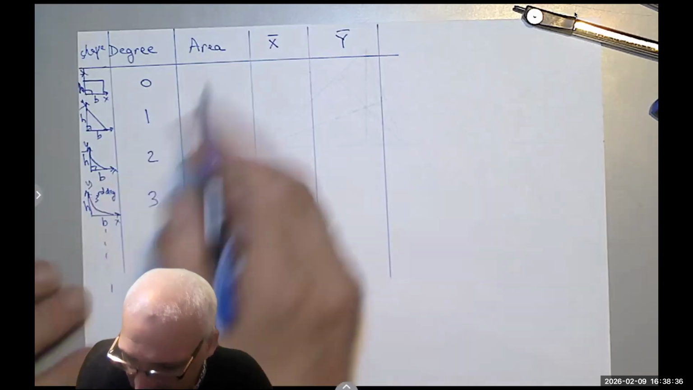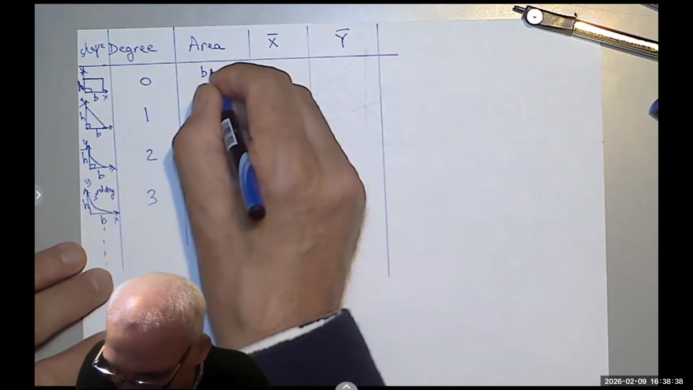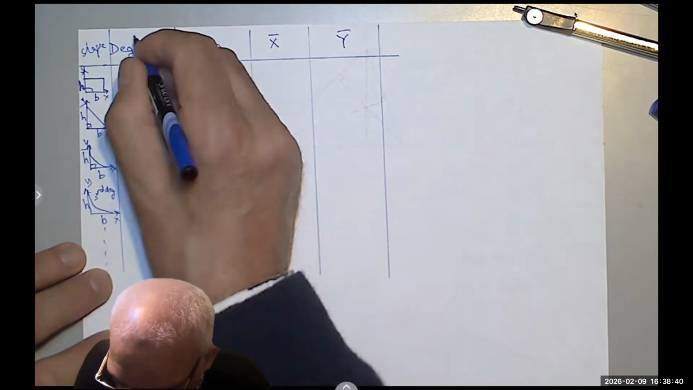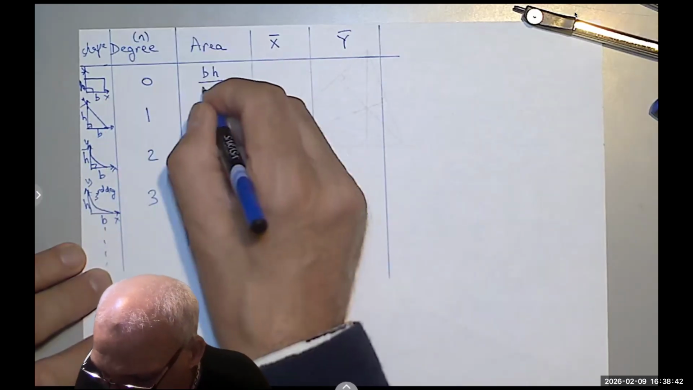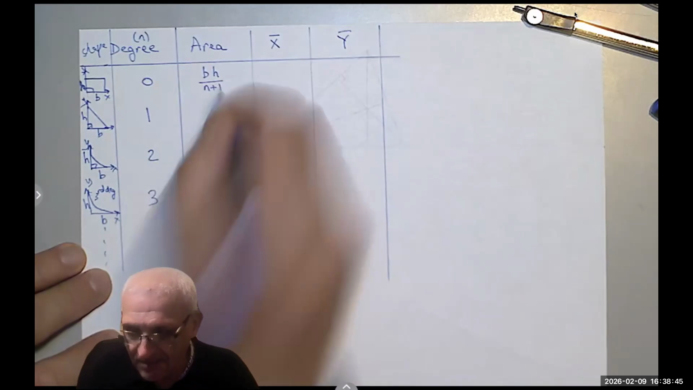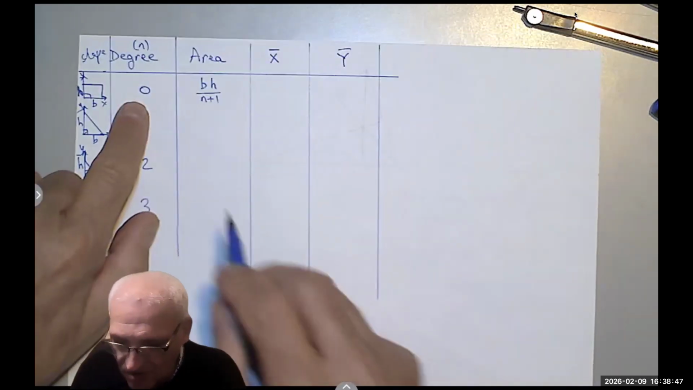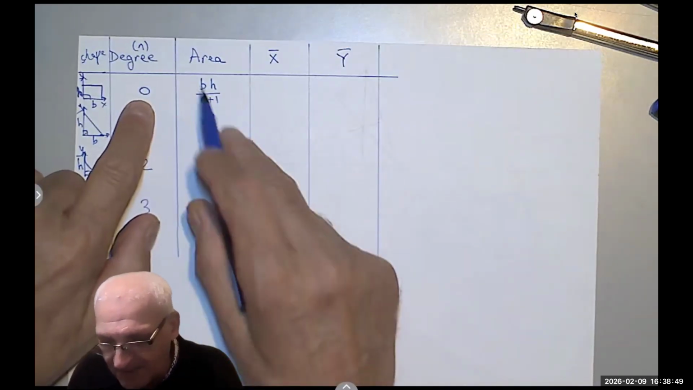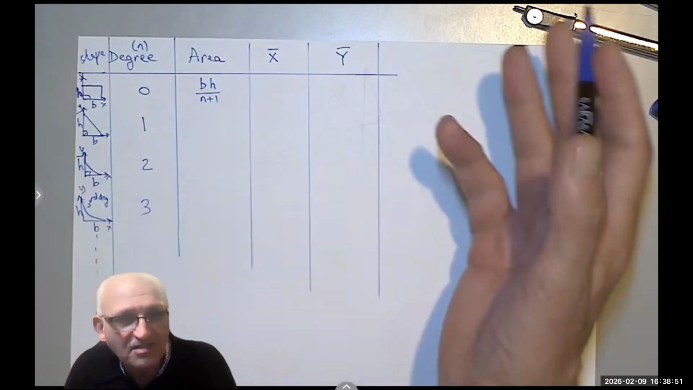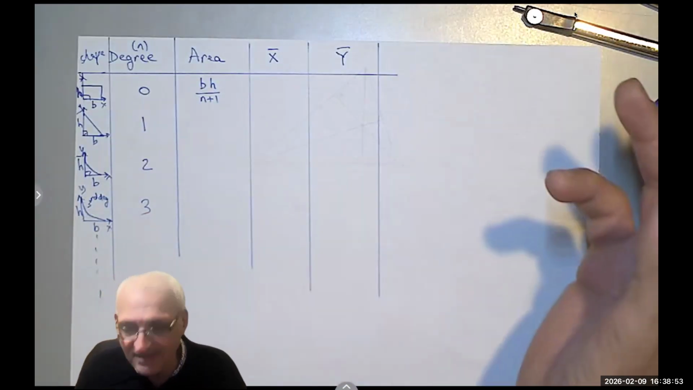It's so easy. The area is BH. If I call the degree n, I will divide over n plus 1. So if the degree is 0, n plus 1 would be 1. B times h over 1 is BH. That's base times height. That's the area of a rectangle.